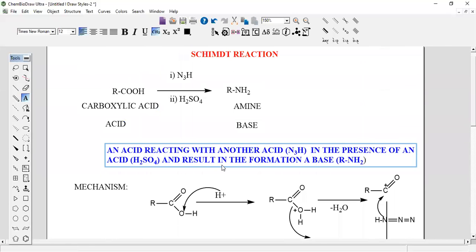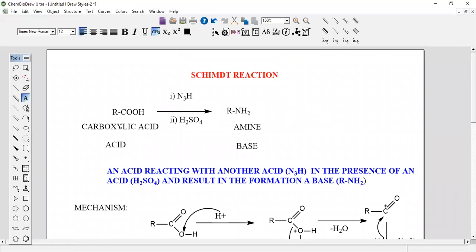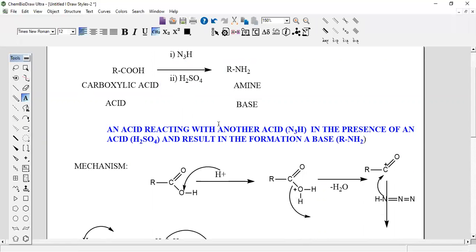Let me explain once again. What is a Schmidt reaction? The Schmidt reaction is nothing but a carboxylic acid reacting with hydrazoic acid in the presence of sulfuric acid to form an amine. This is also a primary amine.